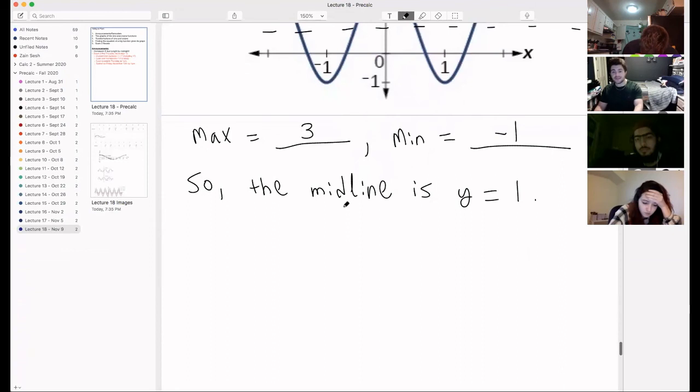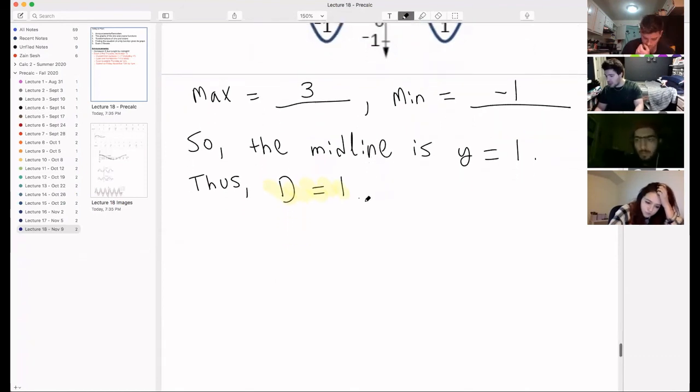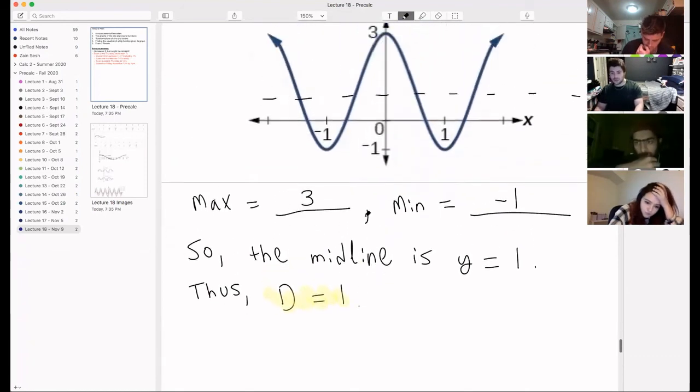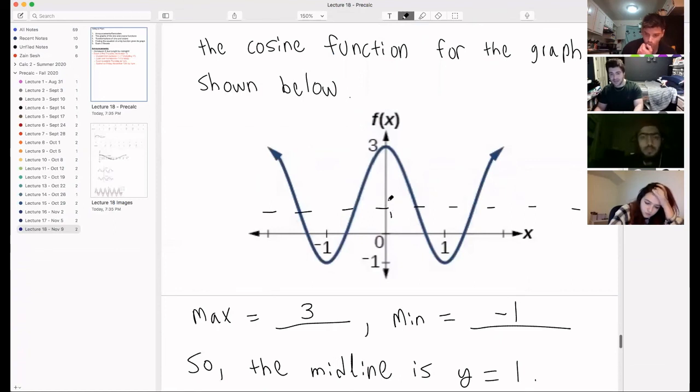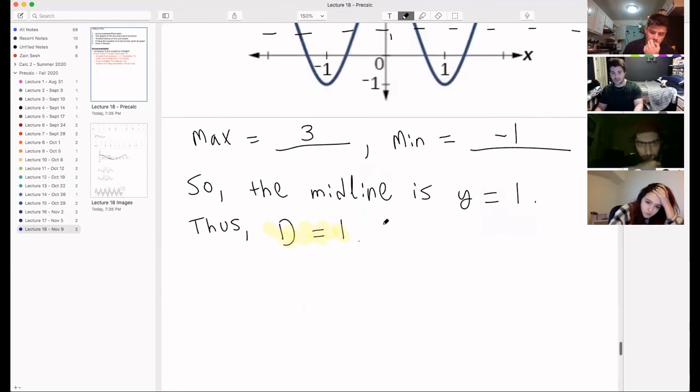But the midline tells us what D is, what the vertical shift is. Thus, capital D, the vertical shift, is 1. So we have our first piece of data done. Excellent. Now, the amplitude will be the distance from the midline to the maximum. Or, I didn't say this before, it's also the distance from the midline to the minimum. Same thing. It will give you the same thing.